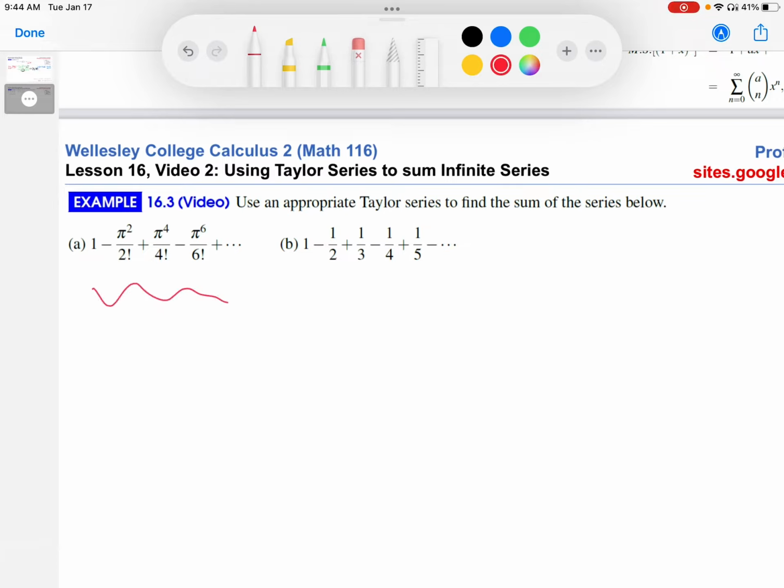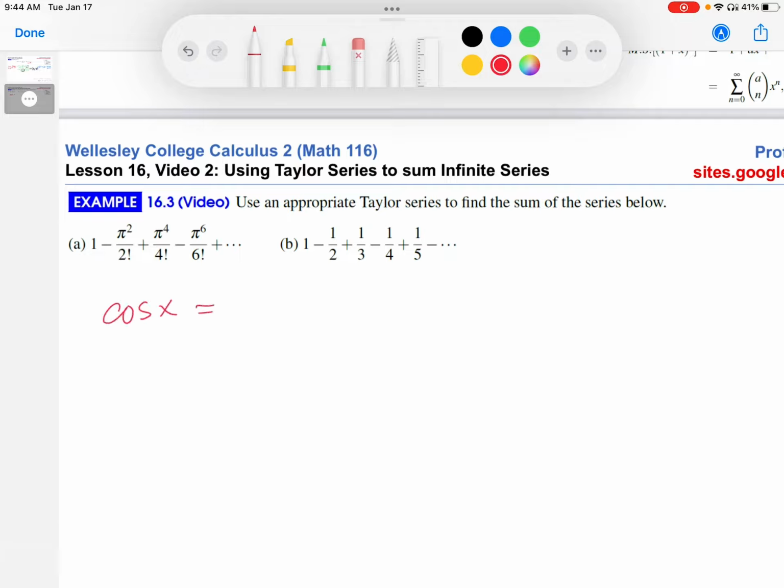Let's look at the first one here. Notice that everything has a factorial in the denominator, and it's all even numbered factorials and even numbered powers. So that might make you think of one of the Maclaurin series that we've already calculated and worked with, so that's cosine of x, right?